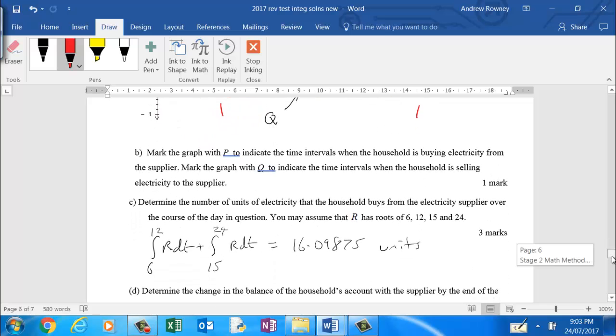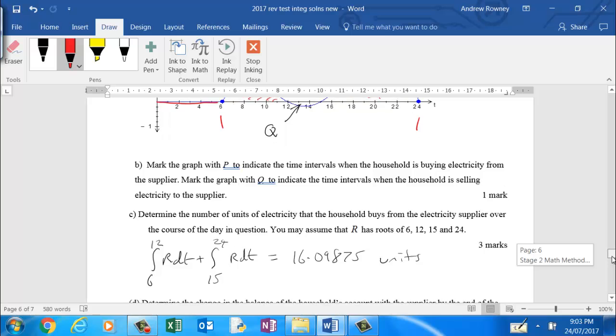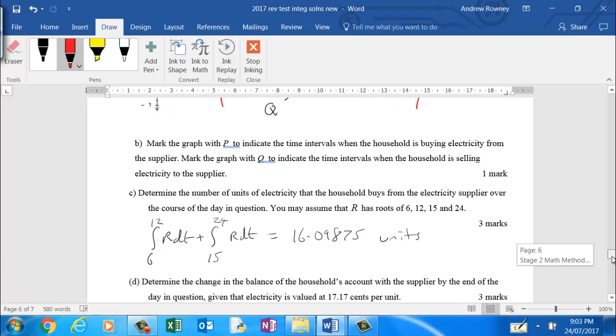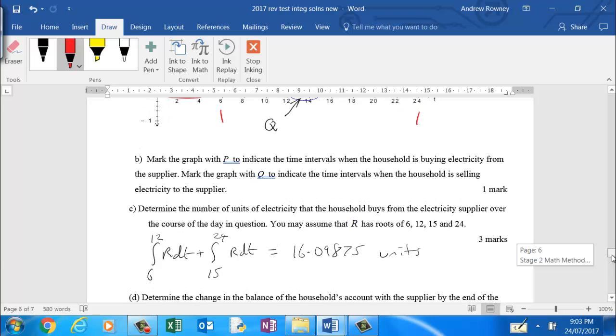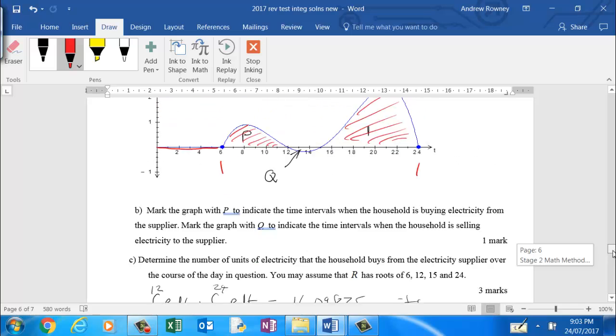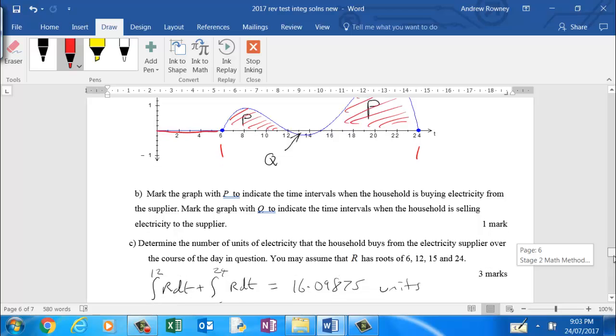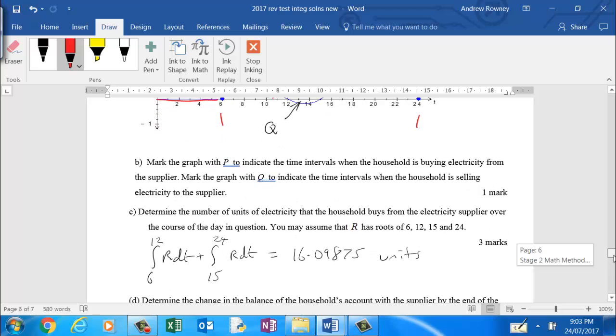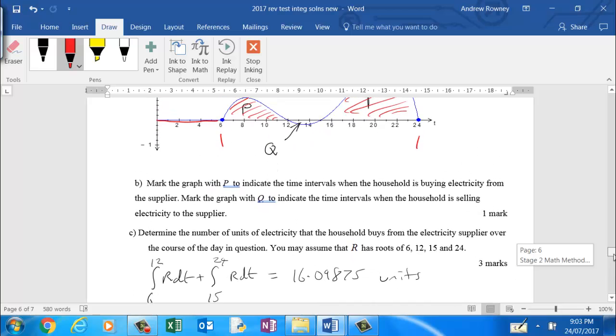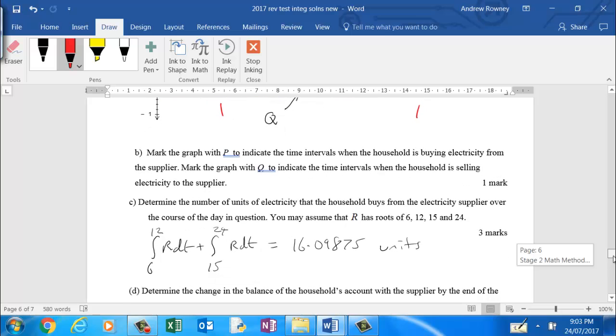Okay, so part C, determine the number of units of electricity the household buys from the supplier over the course of the day. So we're going from 6 to 12, we're doing all the P section, 6 to 12 and 15 to 24. So doing those integrals on the graphics calculator, you should get 16.09.